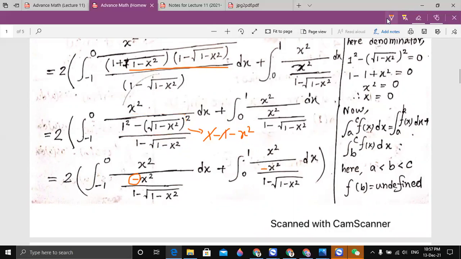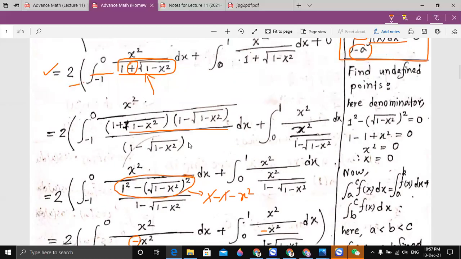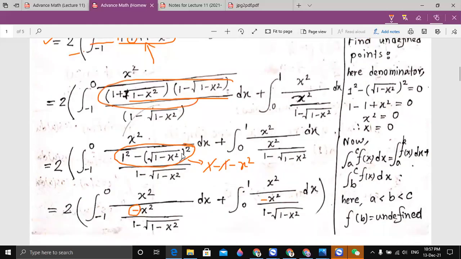We're just simplifying this part. a square minus b square. That means a plus b into a minus b. So it was a plus b into a minus b, that means a square minus b square. So why do I multiply by the conjugate? Because I am trying to remove this root, this root sign.